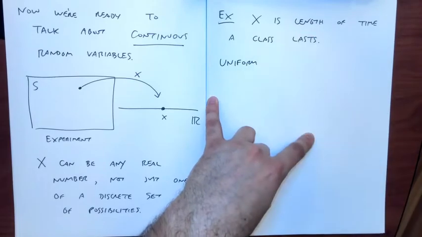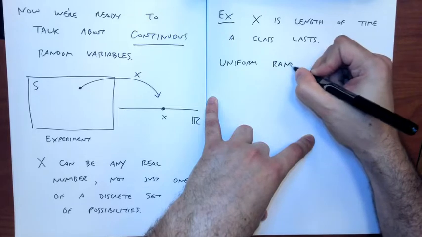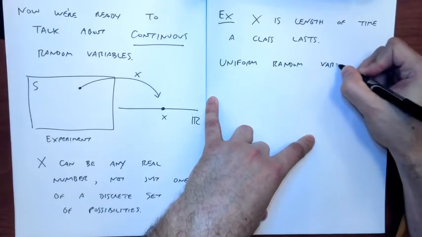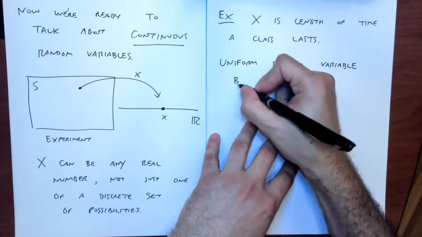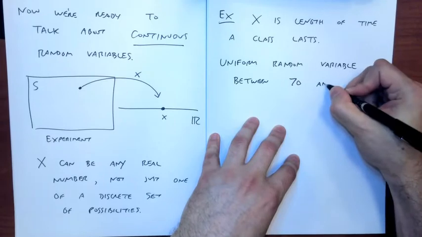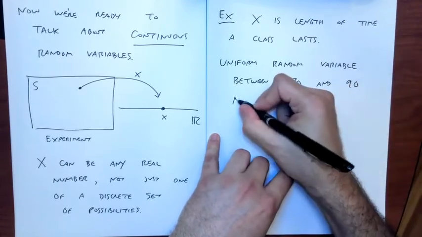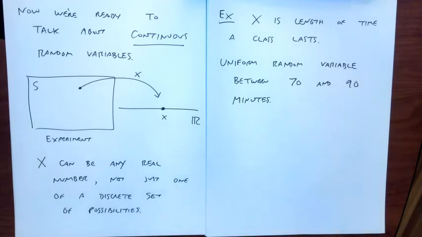going to be continuous, not discrete. Okay. So this is a uniform random variable, say between 70 and 90 minutes. I mean, realistically, in this class, I probably don't even go to 70 minutes, but all right. That's what I have in my paper, so that's what I'm going to say, okay?